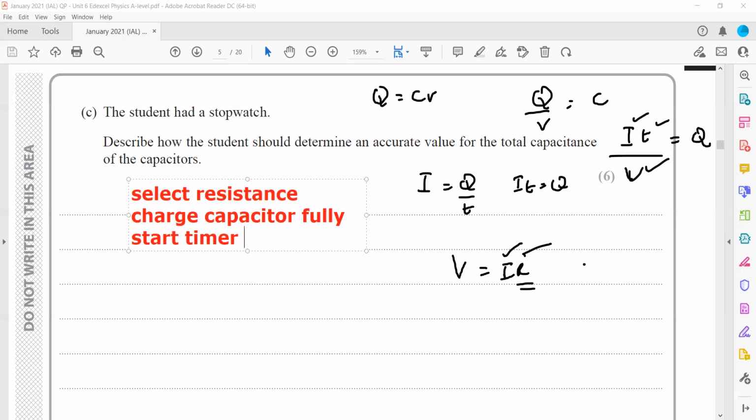Or the stopwatch, as we discharge the capacitor. And then we will measure the current. The maximum current will be shown by the ammeter.